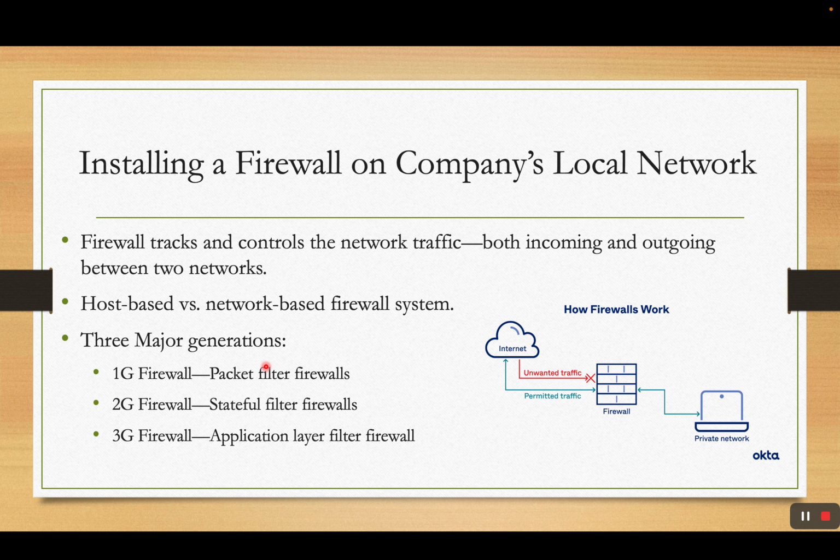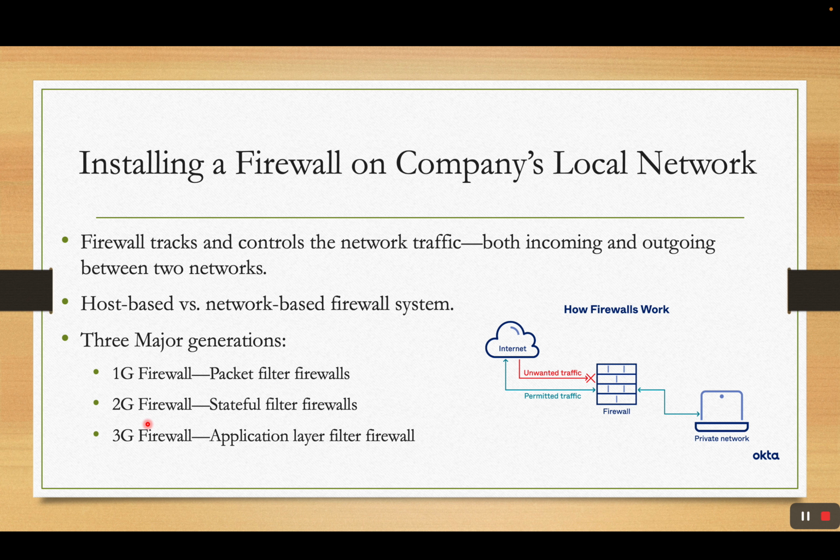There are three major generations of firewalls. The first one is the first generation, the packet filter firewalls, which work at the network layer, layer 3 of the OSI model, and examine individual packets of data that pass through it. It filters traffic based on the source and destination IP addresses, ports, and protocols. It makes access control decisions based on predetermined rules and criteria, which you need to configure.